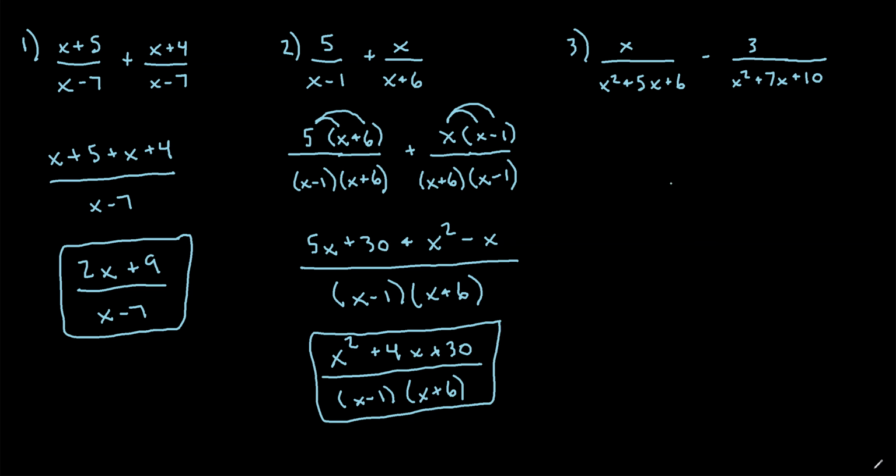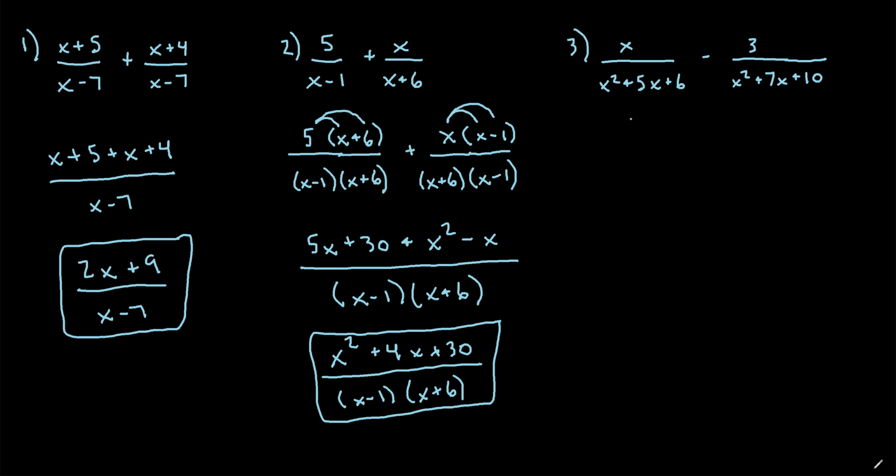All right, let's take a look at the very last one. We have x over x squared plus 5x plus 6 minus 3 over x squared plus 7x plus 10. So before we try to find a common denominator for these expressions, let's first factor the denominators. We have x squared plus 5x plus 6. So we need to ask ourselves, what numbers multiply to 6 but add to 5? That'd be 2 and 3. So we can rewrite this as x plus 2, x plus 3.